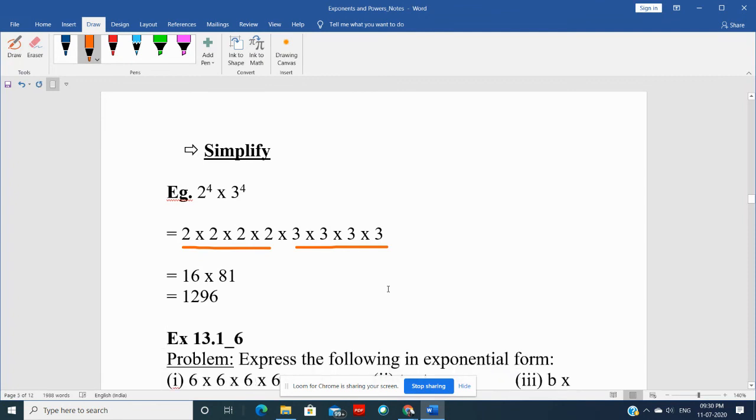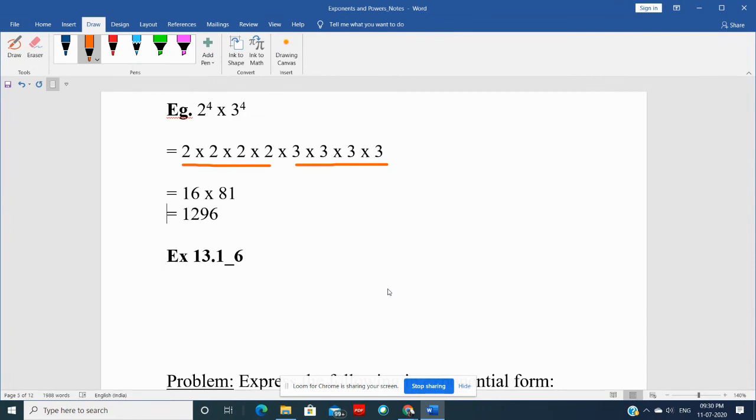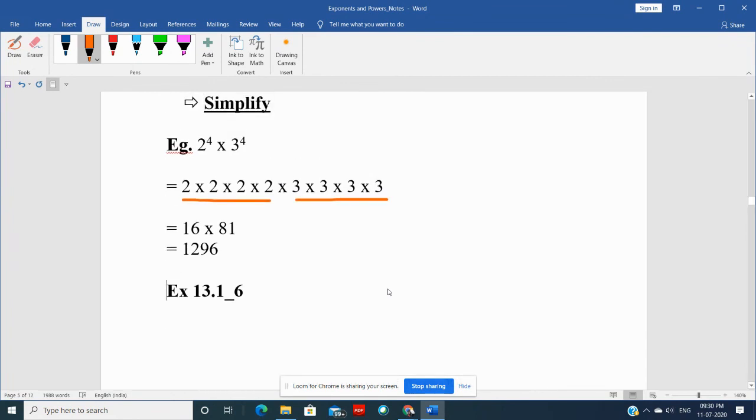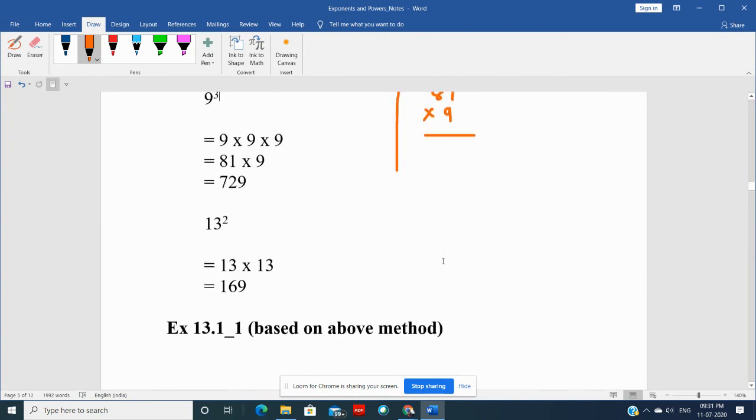Now, your 13.1 exercise, sixth question, is based on this simplify method. So you can solve it with the same method. If at all there is nothing given, no power given, it means you have to take that number only one time. This is a very important thing: if nothing is given, it means it is 1, so you take it one time. All right. So this is how we can solve the simplify and finding the value method.